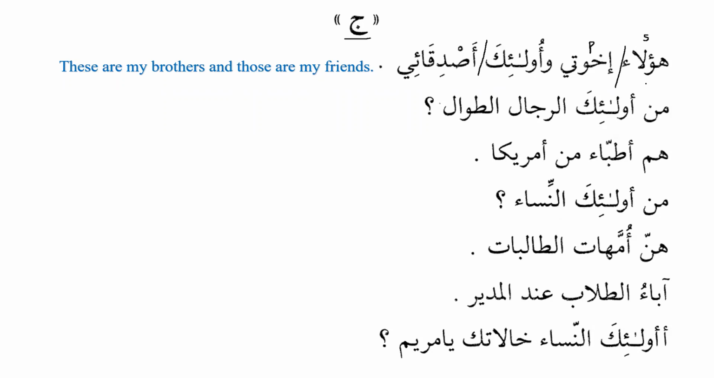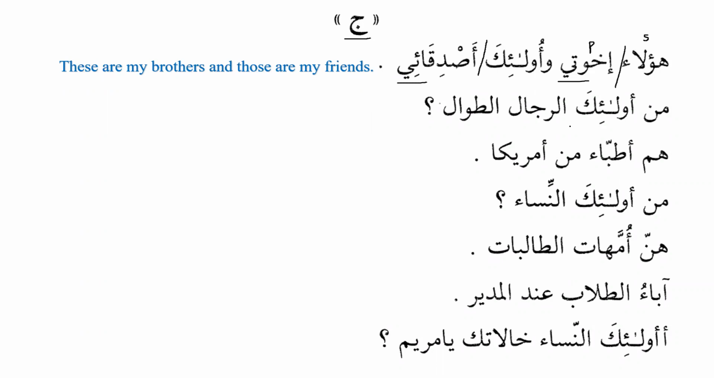So if the subject is ha'ulai, then we know that the plural of akhun is ikhwatun. It has two plurals, ikhwatun wa ikhwanun. When you want to say my brothers, we say ikhwati. These are my brothers, wa ulaika, and those are asdiqai, my friends. Sadiqun, and the plural of sadiqun is asdiqa'u. When you want to say my friends, we say asdiqai.